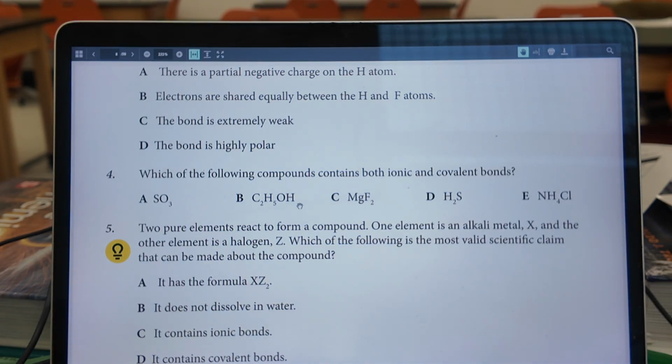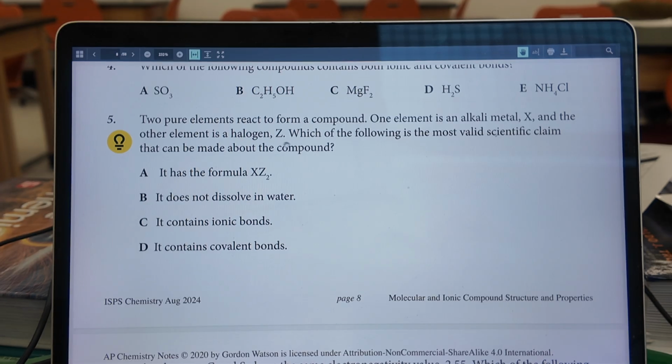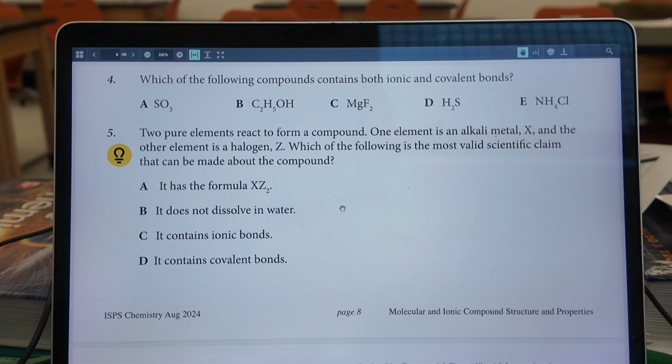Next question. Two elements form a compound. One is an alkali metal X, and the other element is a halogen Z. So off the bat, I kind of know where this is going. Which of the following is the most valid scientific claim that can be made about the element?